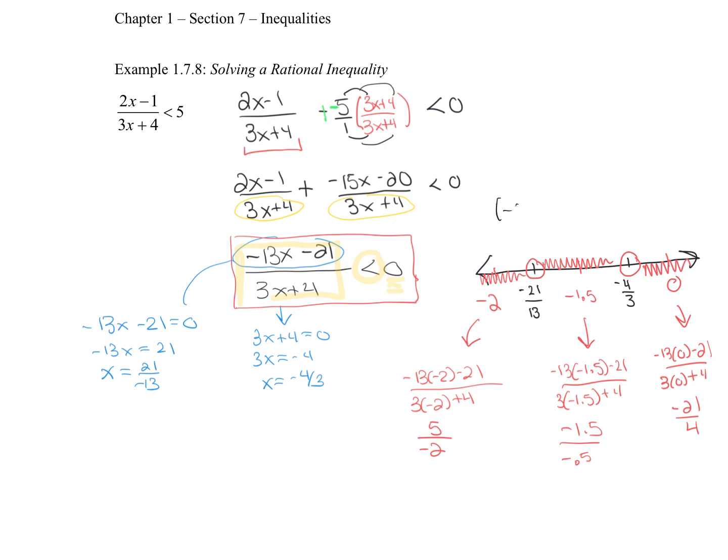So from negative infinity to negative 21 over 13, union negative 4 over 3, comma, infinity. It's just this piece in between where I'm greater than 0. So there is my answer.